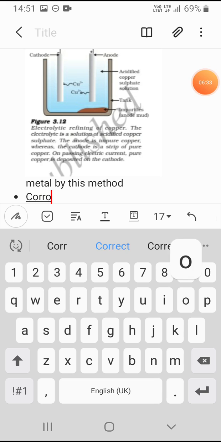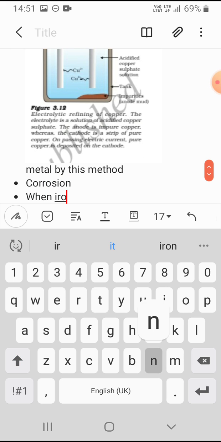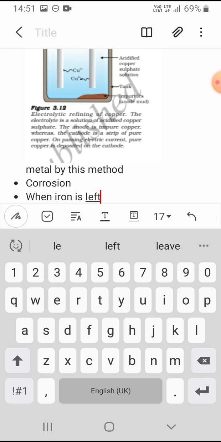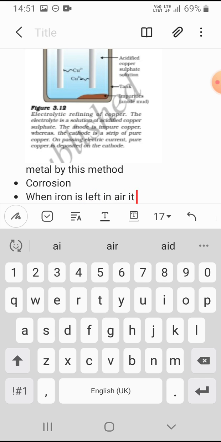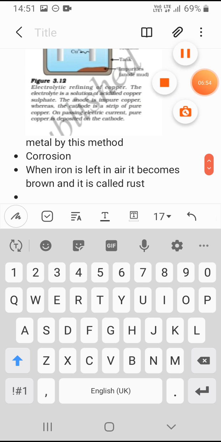Corrosion. You learned about corrosion in the first chapter. When iron is left in air, it becomes brown and gets rusted. It is called rust or rusting, as you know.